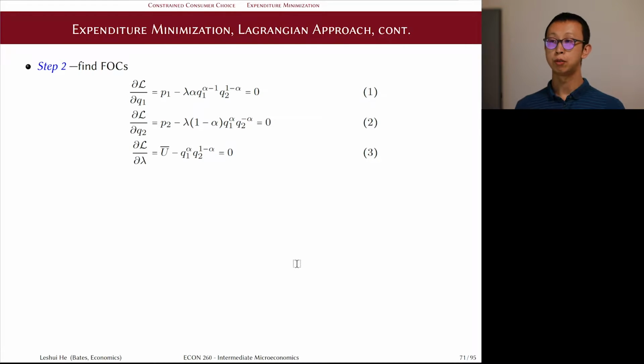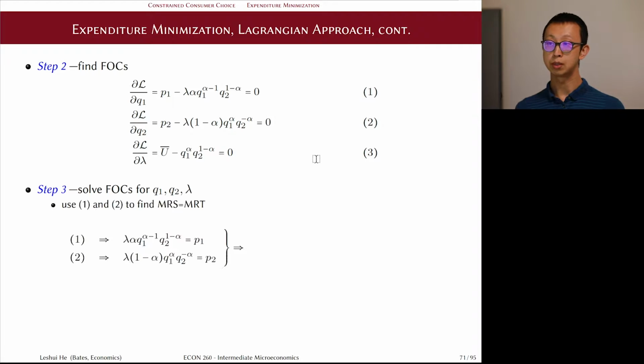The first two first order conditions are essentially the price of the goods minus lambda times the marginal utility of that good. And they have to be 0. While the third first order condition is just the recovered utility constraint. We'll try to use these three conditions to solve for the unknowns of Q1 and Q2 as our optimal consumption bundle that minimizes expenditure. To do that, we're going to use the same trick as before, where we try to combine the first two first order conditions into one equation.